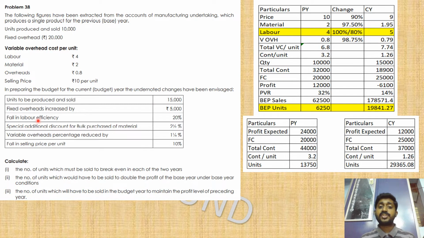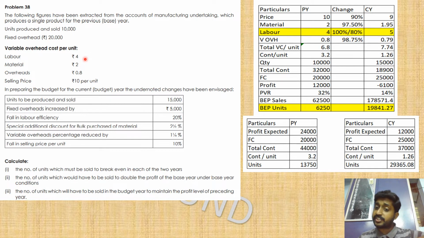Fall in labor efficiency of 20%. Okay, 20% labor efficiency has fallen, which means the remaining efficiency is 80%. And this labor efficiency is inversely proportional to the labor cost. So 80% should not be multiplied with the labor cost. Current labor cost is 4 rupees, and 4 rupees multiplied by 80% will be something lesser than 4 rupees. That is where the students make the mistake. Fall in the labor efficiency is not fall in the labor cost.